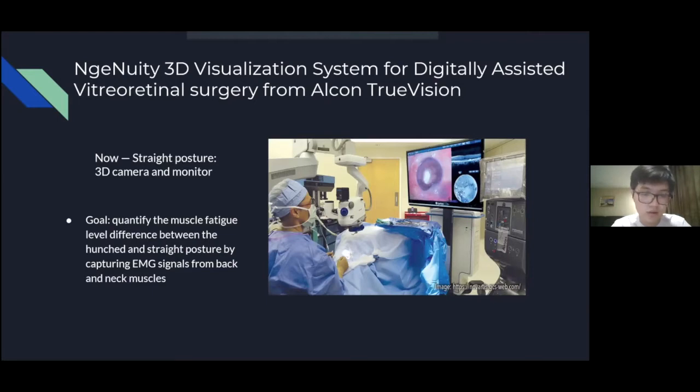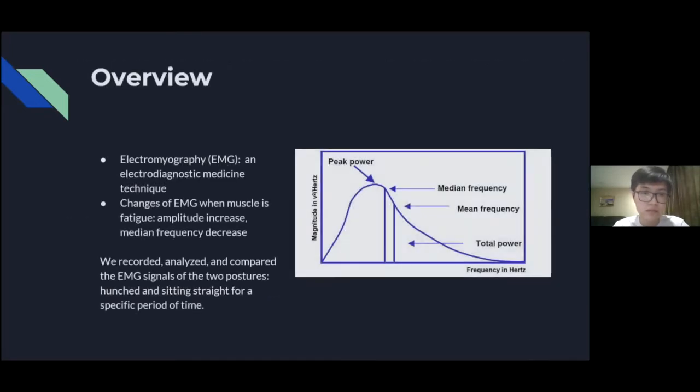The goal of our project is to quantify the muscle fatigue level difference between the hunched and the straight posture by capturing EMG signal from back and neck muscles. So what is EMG? EMG stands for electromyography. It is an electrodiagnostic medicine technique for evaluating and recording electrical activity produced by skeletal muscles.